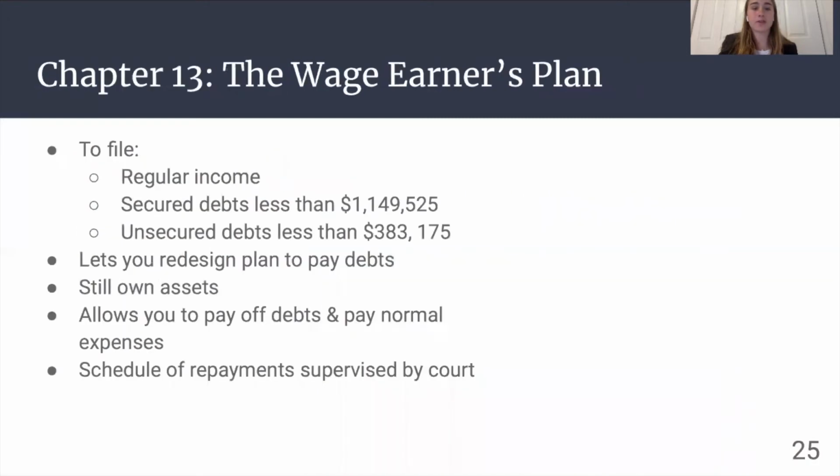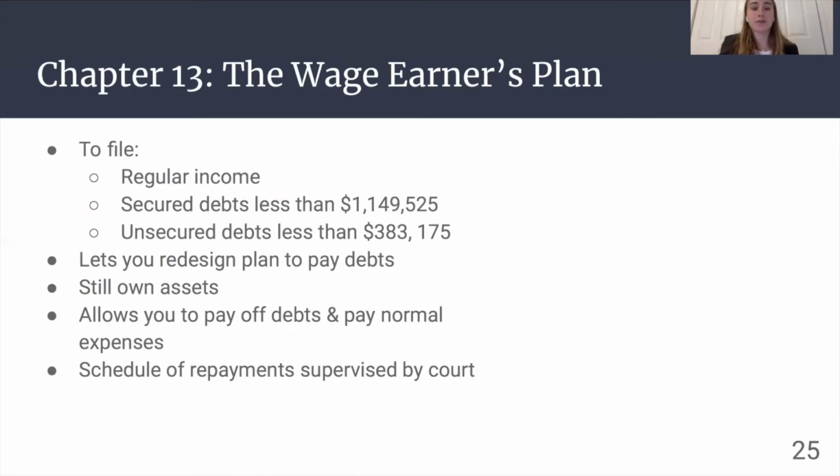Chapter 13, the wage earners plan. To file, you need to have a regular income, secured debts less than $1,149,525, and unsecured debts less than $383,175. This lets you redesign your plan to pay your debts. And these numbers are from 2014, and sometimes they may be adjusted for inflation.